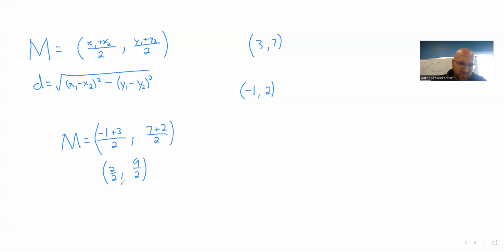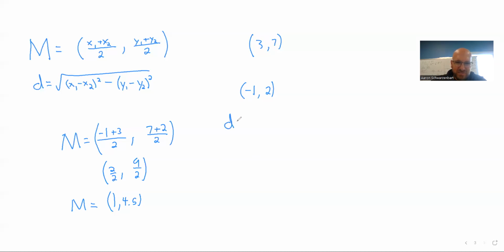Please make sure you're putting your parentheses around for coordinates. That's 1. And you can leave it as 9 over 2 or 4.5. That is my midpoint. That's all there is to it. Maybe the addition gets a little harder, but that's about it.